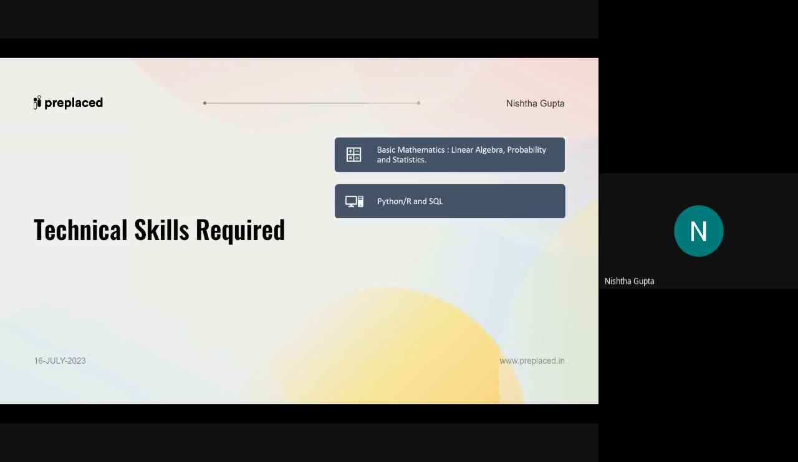right? Next is Python or R and SQL, right? Now, most of the people come to me and ask, Nishta, which language should I be picking up? Should I pick up Python? Should I pick up R? Most of the time, I suggest that you should pick up Python because it is a user friendly language. It is very easy to understand and very easy to learn. So start learning with Python because that is extensively used while we are doing data analysis or working as a data scientist, and SQL as well.